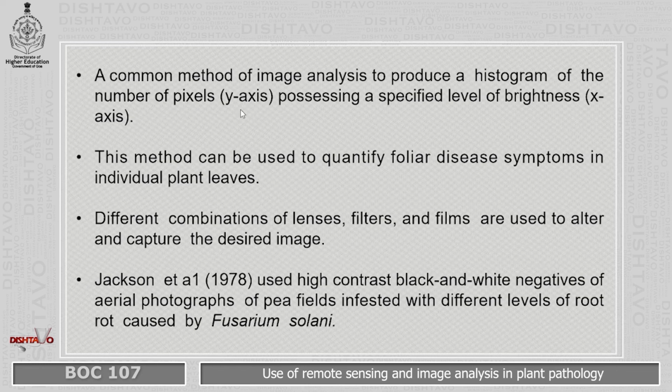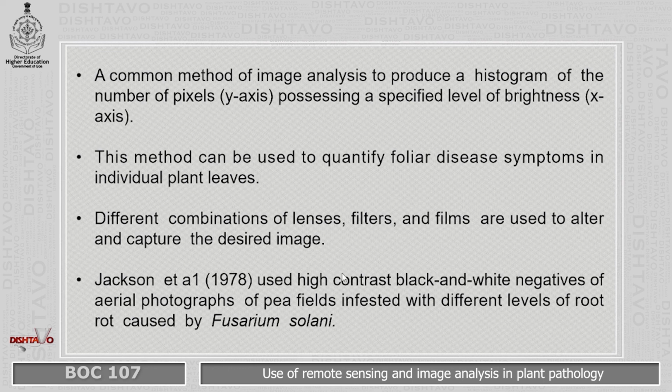Now, coming to image analysis, a common method is used to produce a histogram of the number of pixels on the x-axis, possessing a specified level of brightness on the y-axis. This method can be used to quantify foliar disease symptoms in individual plant leaves. Now, different combinations of lenses, filters and films are used to alter and capture the desired image.